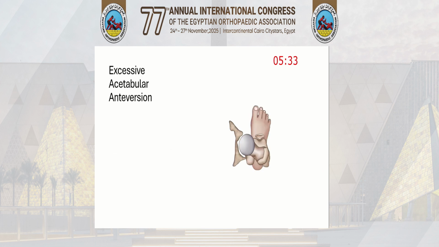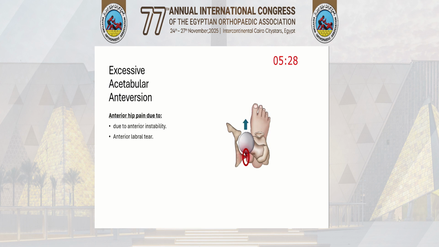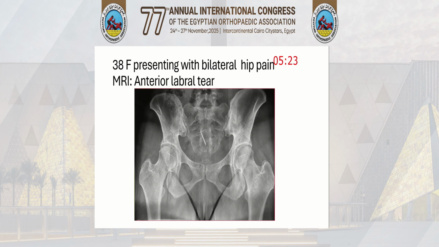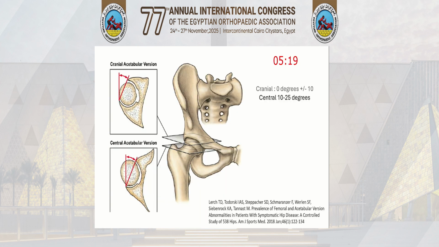It's important to do the CT rotational profile, and as we said, excessive acetabular anteversion causes anterior instability and anterior hip pain. And you can appreciate it on the x-rays by looking at the anterior and posterior walls, but you have to measure them also on the CT scan. So Lurch et al.